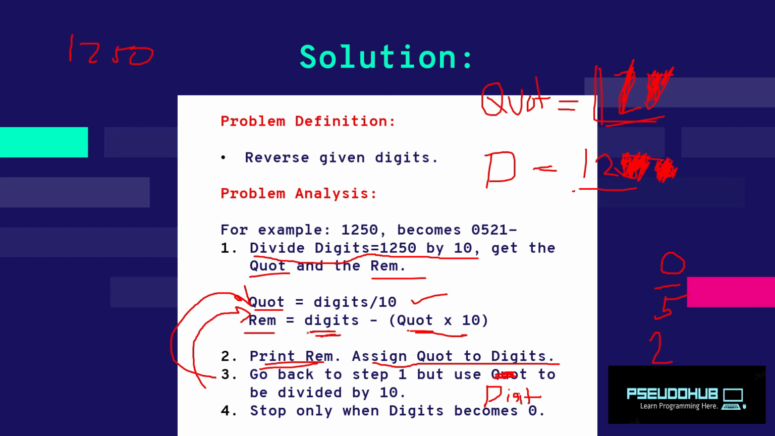Okay, so wait. I forgot this one. Assign code to digit pala. Wait, balikan nato ito. Assign code to digit. So, meaning, ang value ni code, which is 1, i-assign nato kay digit, mahimo siyang 1. Okay, so sorry for that.